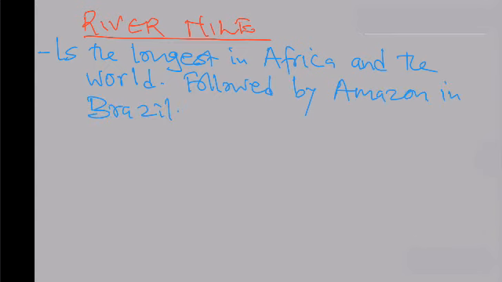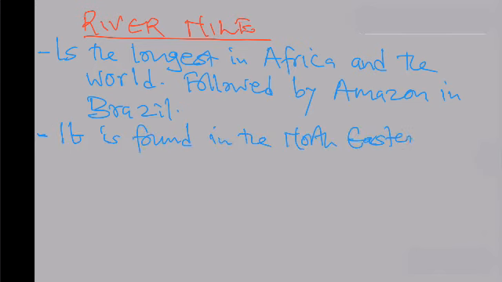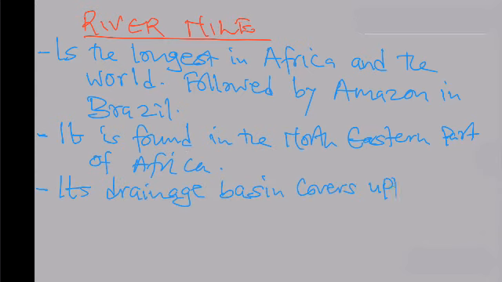So River Nile is one of the major rivers even across the world. It may be first, if not second, to Amazon River, which is found in Brazil. So this river is found in the northeastern part of Africa. Of course, its drainage basin is said to cover up to 11 countries.